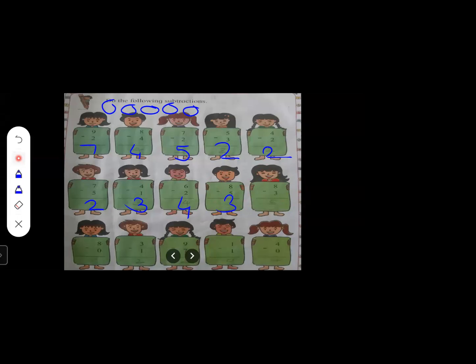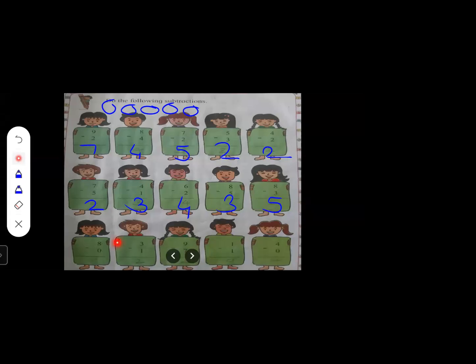Same sum is over here, 8 minus 3. Take 8 fingers on your hand. Then close 3 fingers. How many fingers are left now with you? 5, right? So you will write the answer over here, 5.